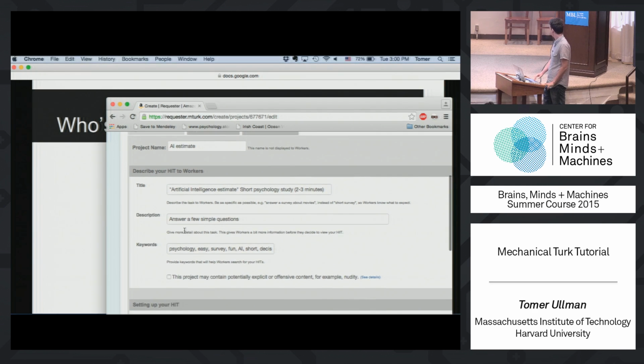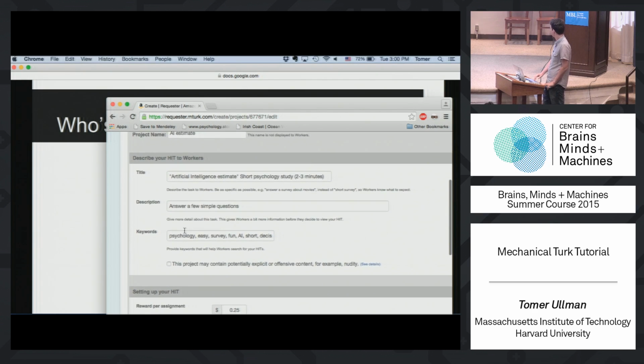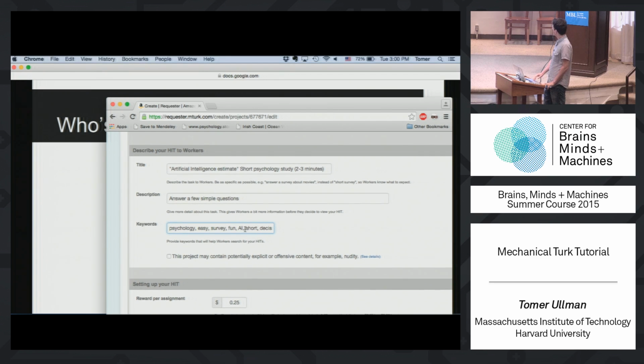an honest description, like you'll answer a few simple questions, or you'll watch a movie and then answer 2 questions, or things like that. Keywords like easy, fun, something descriptive of the test like AI, short. Again, this is sort of luring, and it's good to do that if you're honest about it. Some people do things like easy, fun, 100 pages of filling in bubbles. Don't do that. They publish it on the forums like this is a lie.